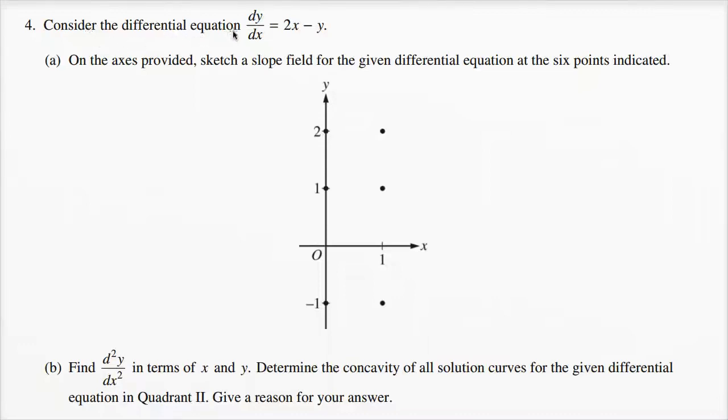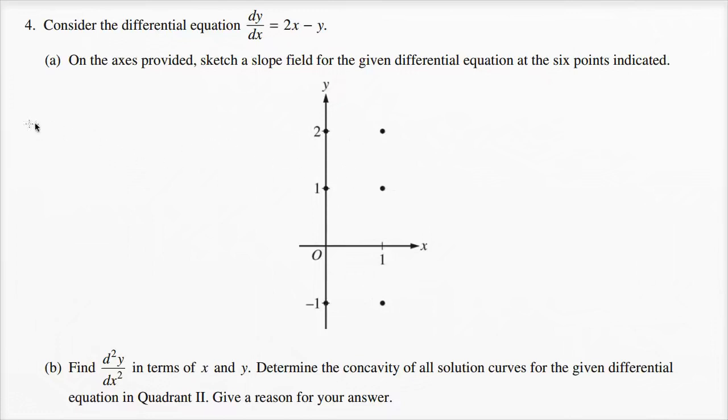Consider the differential equation, the derivative of y with respect to x is equal to 2x minus y. On the axes provided, sketch a slope field for the given differential equation at the 6 points indicated. And we see 1, 2, 3, 4, 5, 6 points.